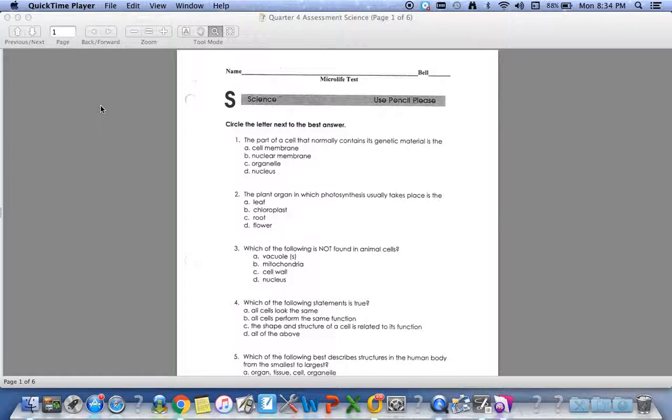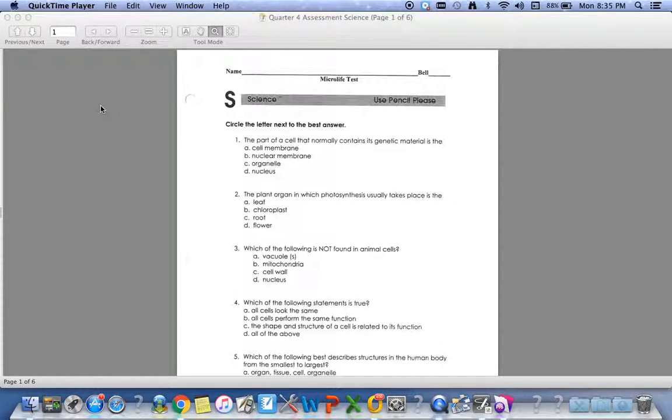Microlife test. Circle the letter next to the best answer. Number 1. The part of a cell that normally contains its genetic materials is the A. Cell membrane, B. Nuclear membrane, C. Organelle, or D. Nucleus.